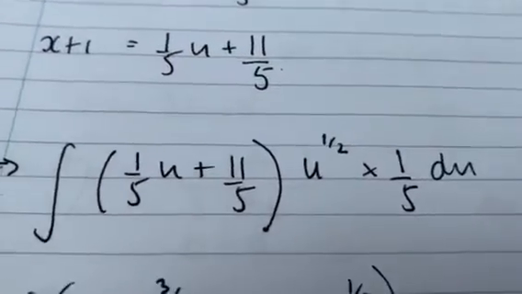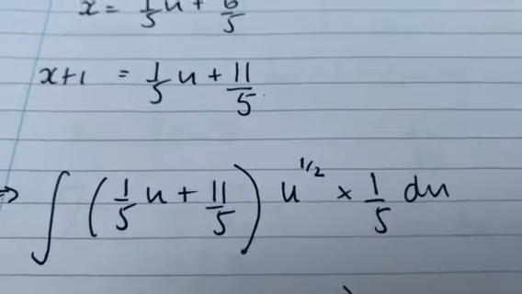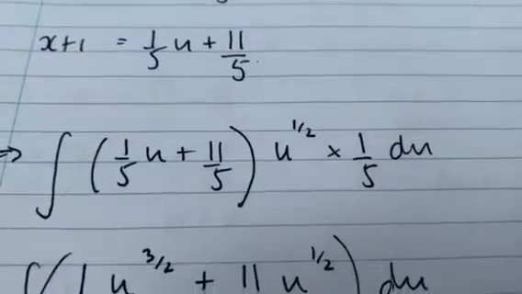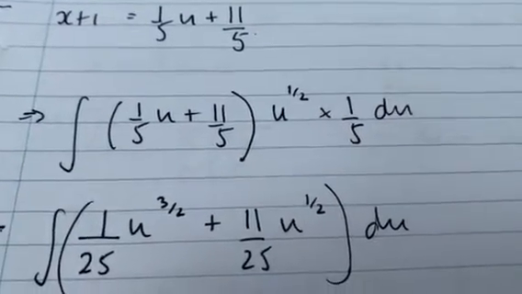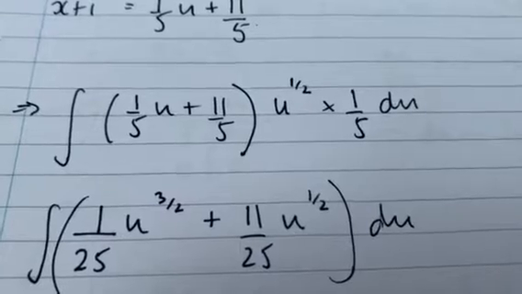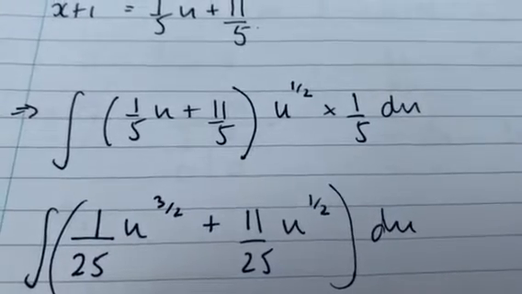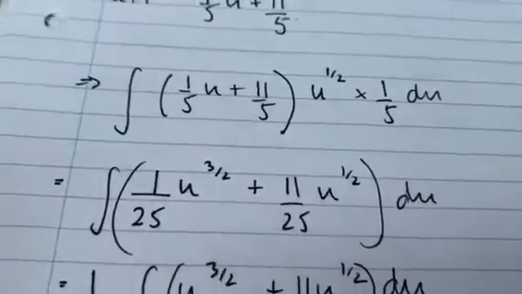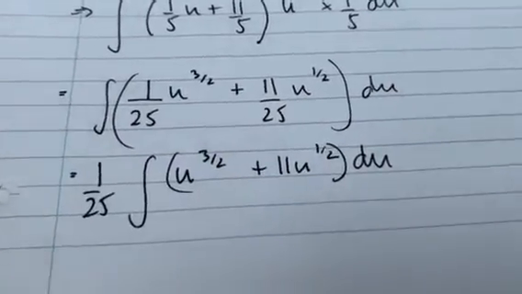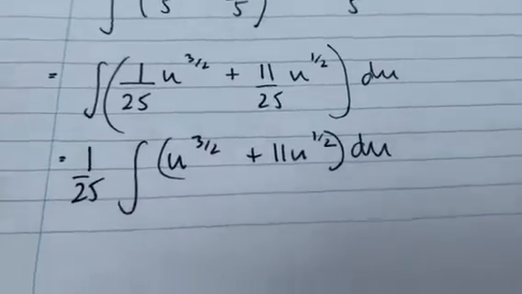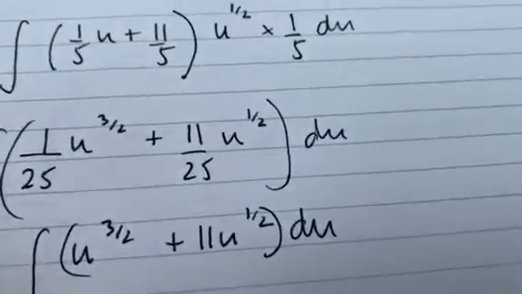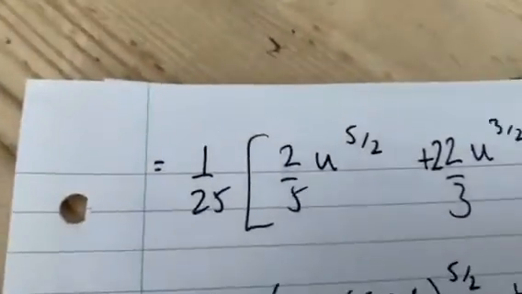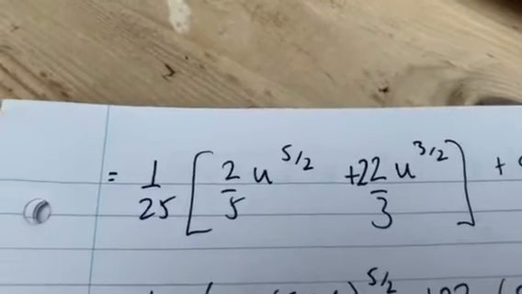So my integral, making my substitutions and replacing my dx with a fifth du, is going to look like this. I multiply all my terms by a fifth, and obviously using the laws of indices, that's what I've ended up with to integrate. I've taken out a factor of 1 over 25, leaving me with that integral, and now I'm going to integrate it, just raising the power by 1, dividing by the new power. So I think that's what we end up with.